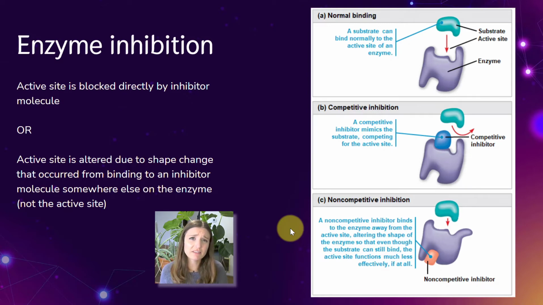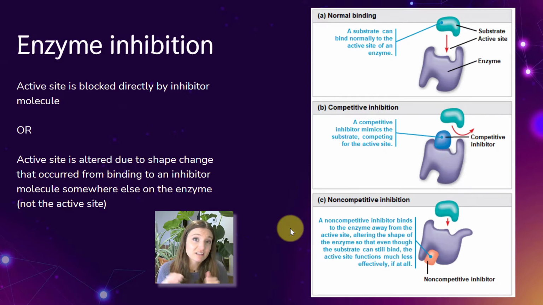In non-competitive inhibition, it's also called allosteric inhibition. An inhibitor molecule binds somewhere else on the enzyme, but not the active site. But in the process of binding somewhere else on the enzyme that we call the allosteric site, that's the location that this non-competitive inhibitor will bind to, the allosteric site. That non-competitive inhibitor bonding to that allosteric site causes the enzyme to change shape. Remember, whenever proteins bind to something, they change shape, okay?